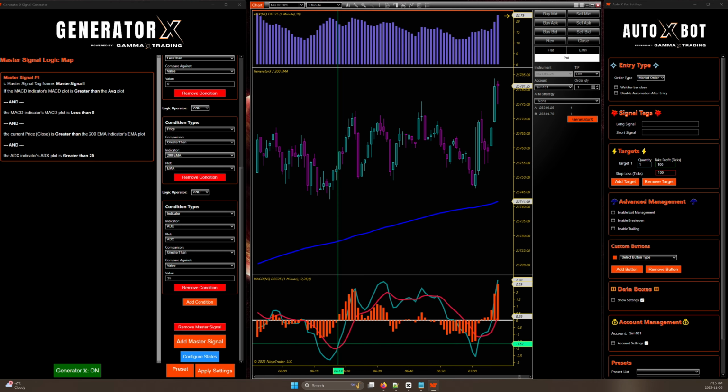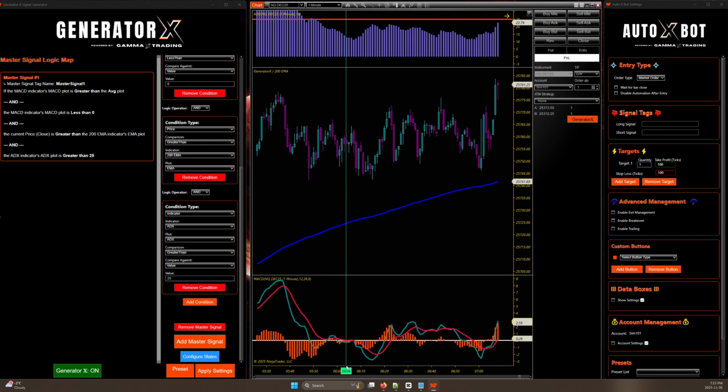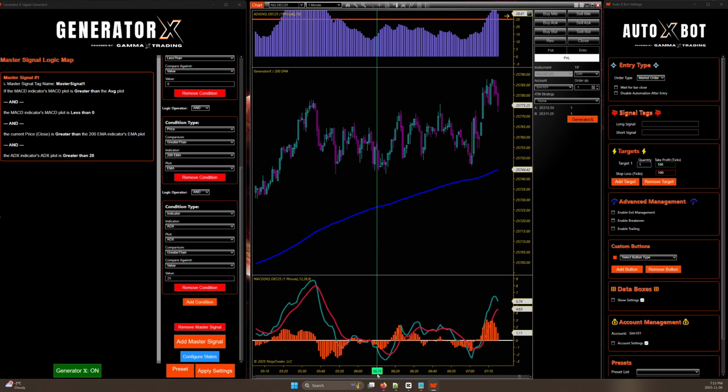So I think I noticed this one we were just looking at. It would have been true before, but now that we've added that last condition for it to be over 25, it wouldn't work because ADX was 20 and a half when this MACD line crossed the average line there. So that would have filtered out that trade in that case.